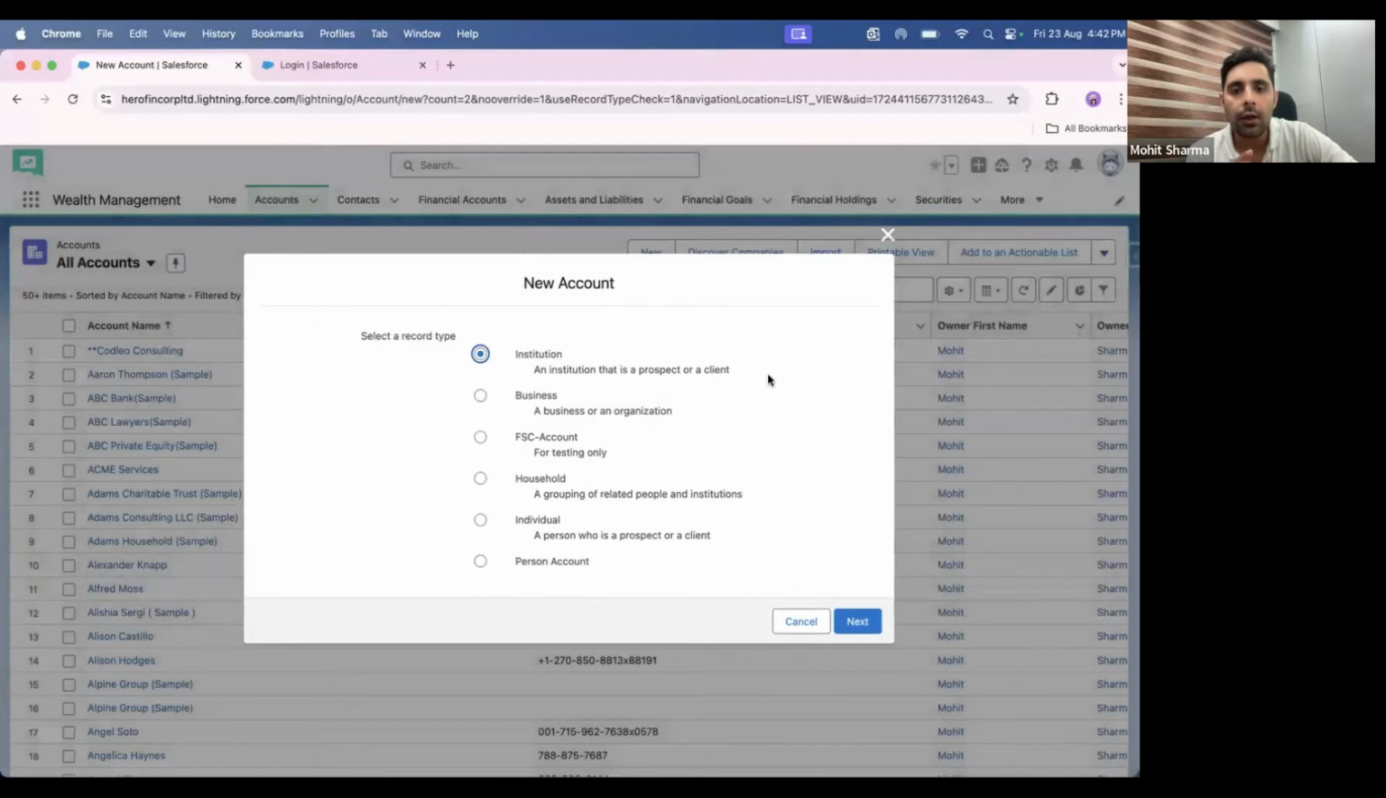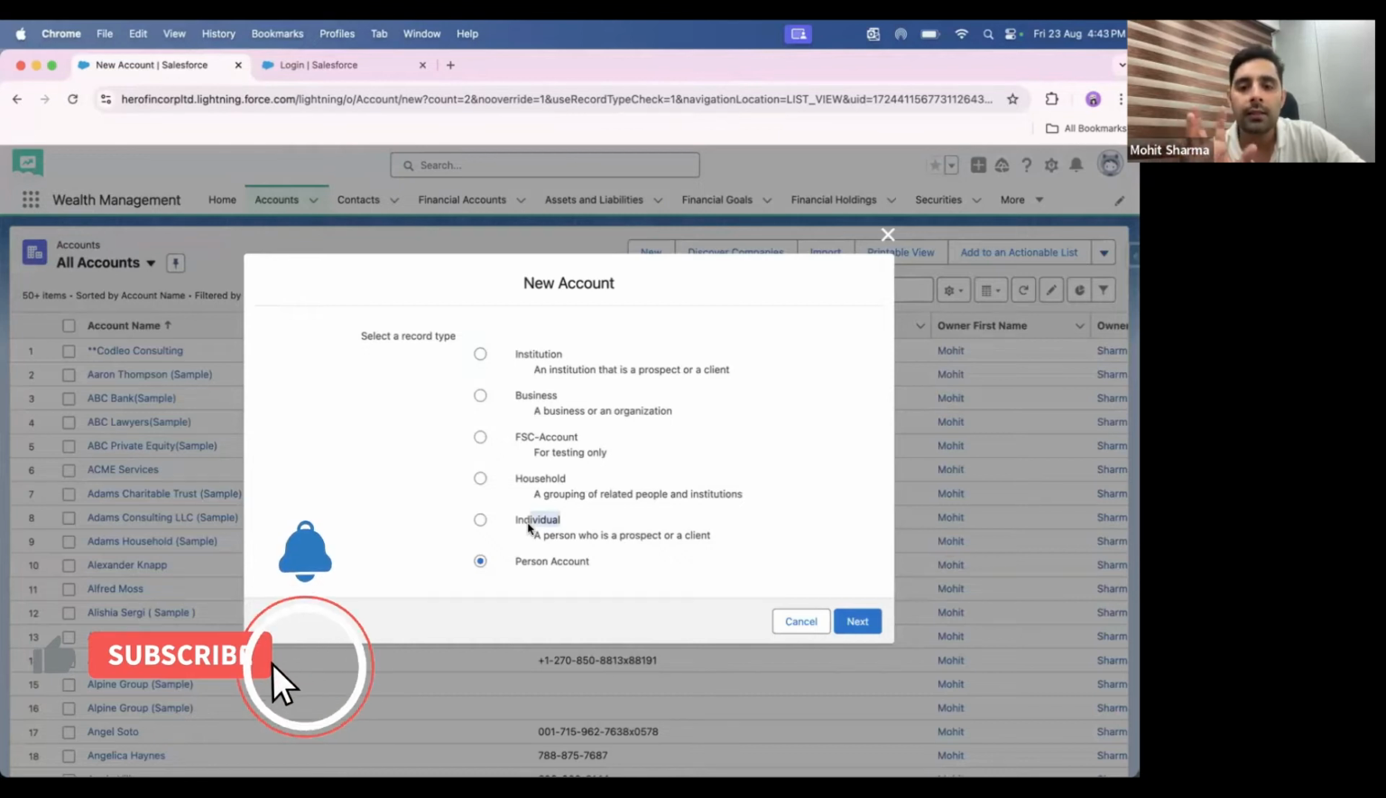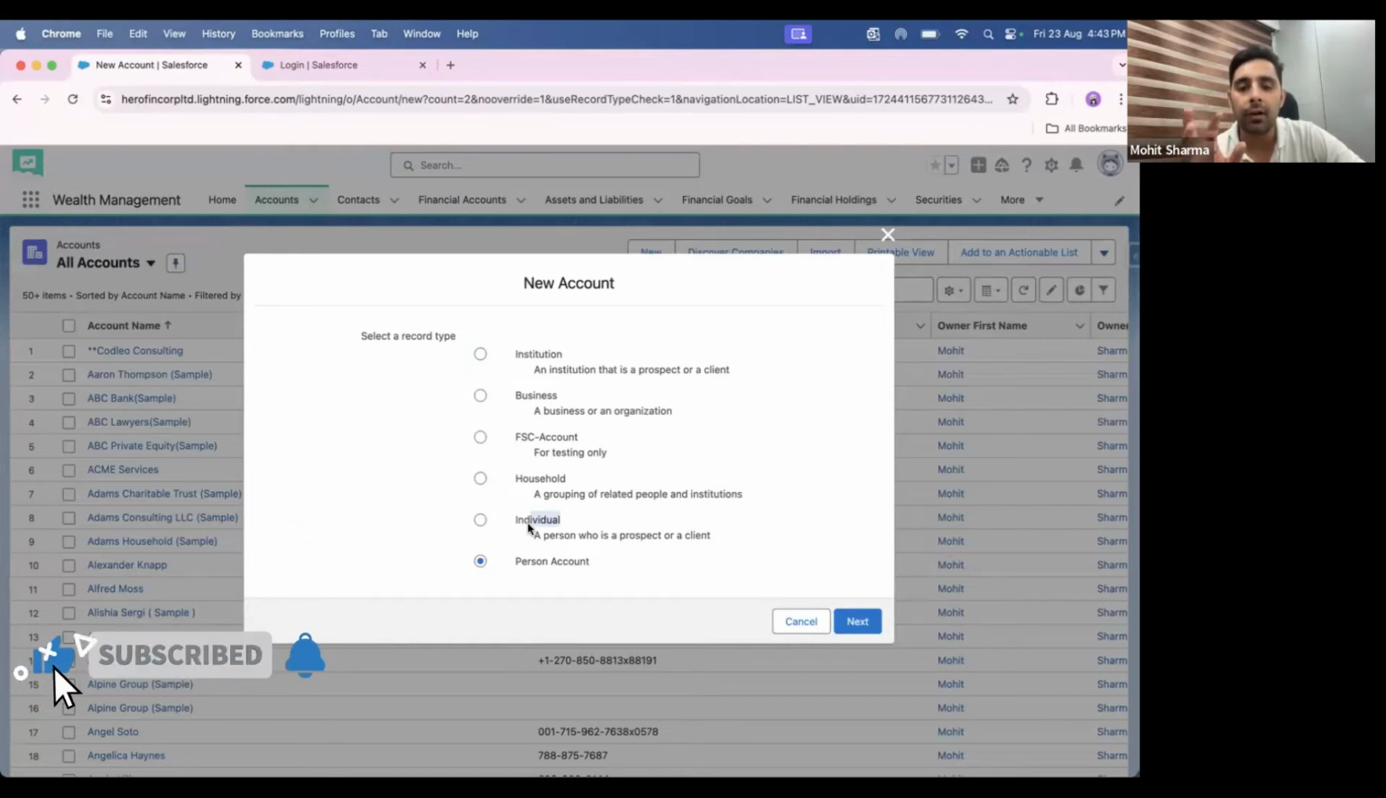So this is not only your account. In your account, we can have multiple account types as well. For example, the household, which I was talking about, your individuals as well, your person accounts as well. An individual is a single person who might be part of different organizations and can be linked with different people as well. So this is how that individual account we can create.